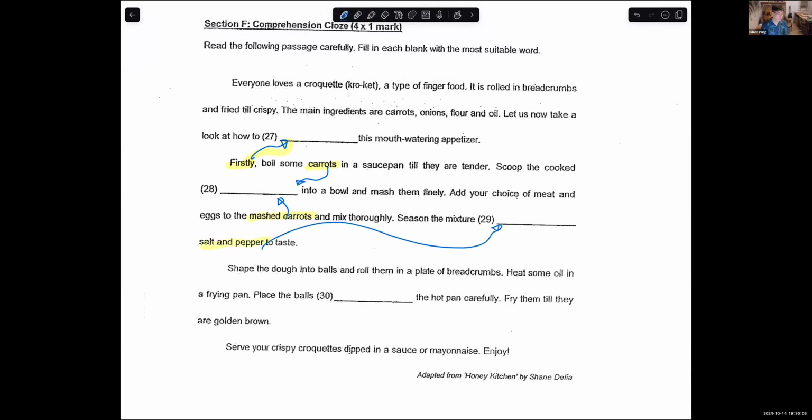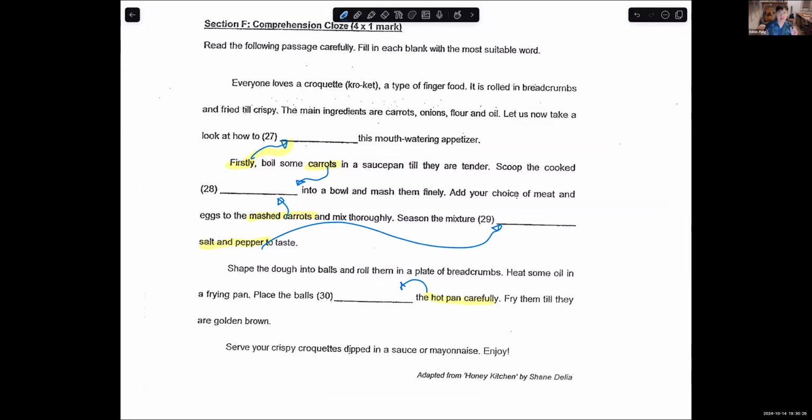Shape the dough into balls and roll them in a plate of breadcrumbs. Heat some oil in a frying pan. Place the balls in the hot pan carefully, and fry them until they are golden brown. Okay, so congratulations, you now know how to make croquettes, right? But please don't do this by yourself because it involves hot boiling oil. Okay, but basically, do you all get the idea?